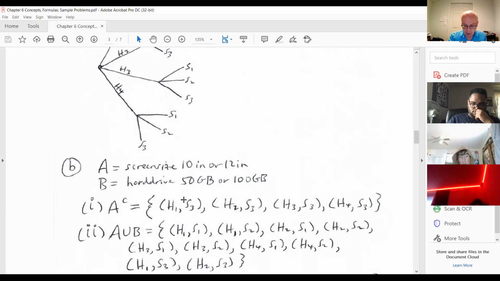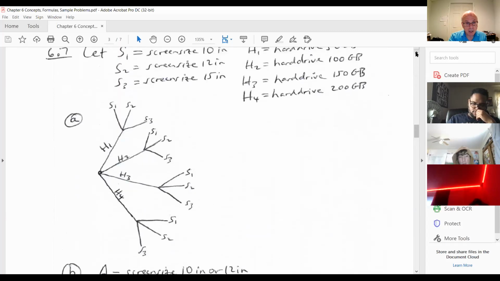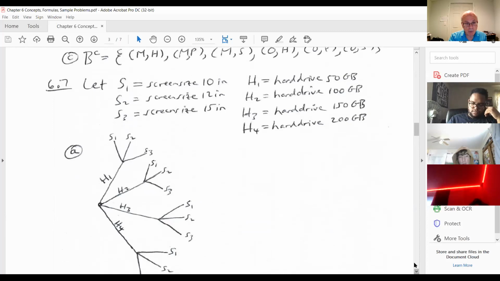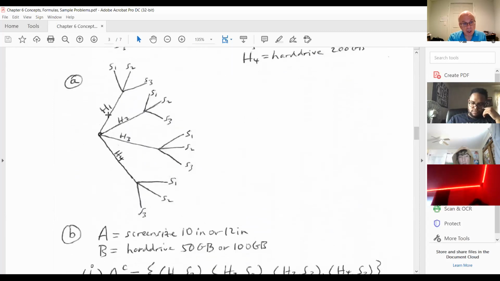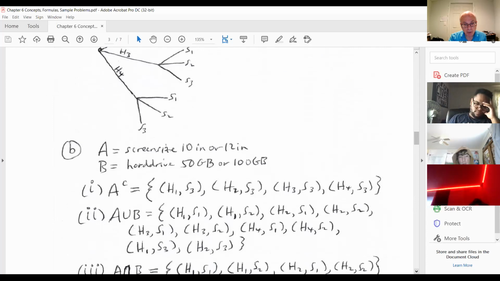All right. Now, the first part in this problem is they're saying what is the complement of A. All right. So you have to figure out what A is. A are all the computers that have screen sizes 10 or 12 inches. Okay. And there's obviously 15-inch screens. So the complement would be all the laptop computers that have screen sizes of 15 inches, which is S3, right? So it would be H1 S3, H2 S3, H3 S3, H4 S3 would be those 4 that are listed. You can see them I listed in here.